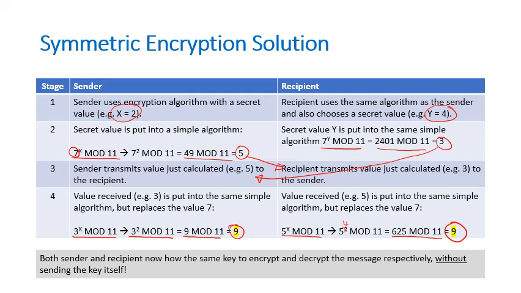So now the original secret numbers, 2 and 4 respectively, are not sent. However, both sender and recipient end up with the same value, or key, 9 in this case, that is used to encrypt the message from the sender's end and decrypt the message from the recipient's end, all without actually sending the key.